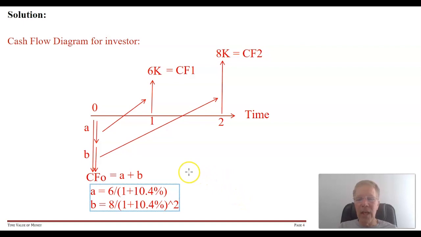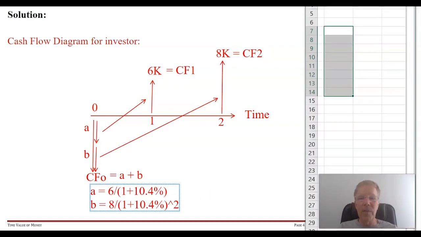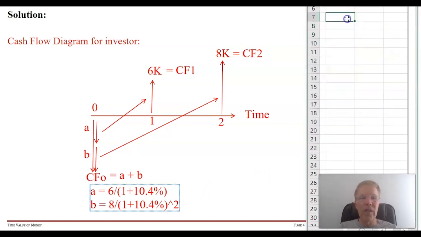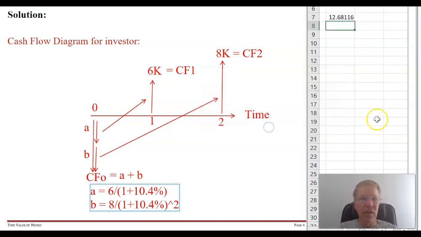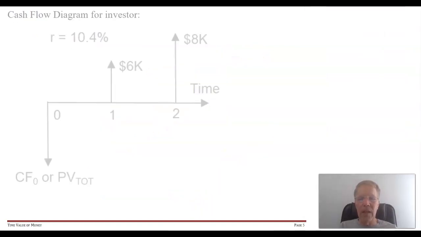So let's go ahead and see if we can get this going. I'm going to slide an Excel worksheet over for us here. So I'm going to say equals 6 divided by 1 plus 10.4% plus 8 divided by 1 plus 10.4%. And there we go. We get 12.68.